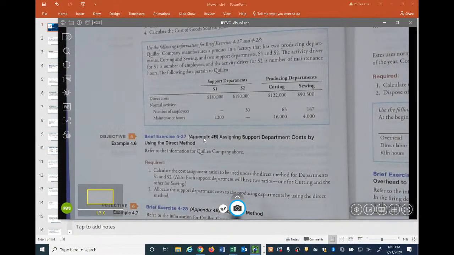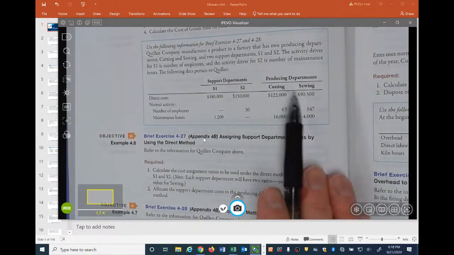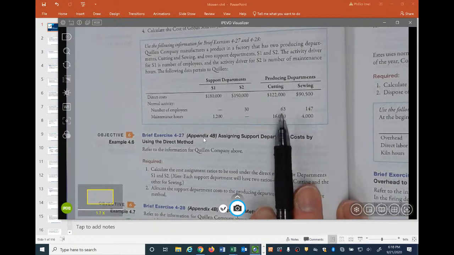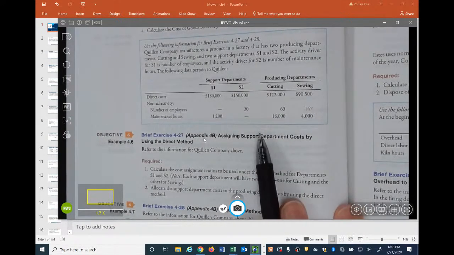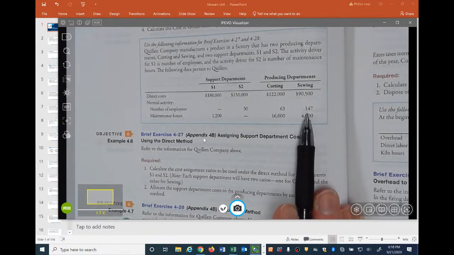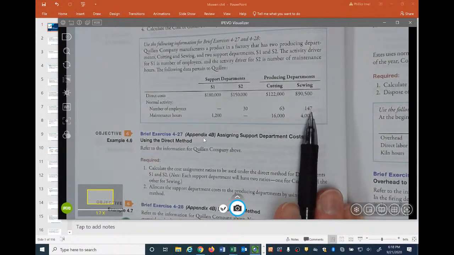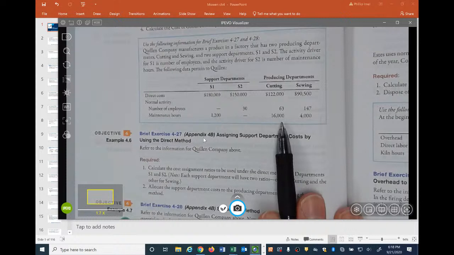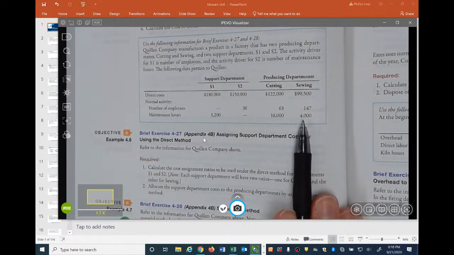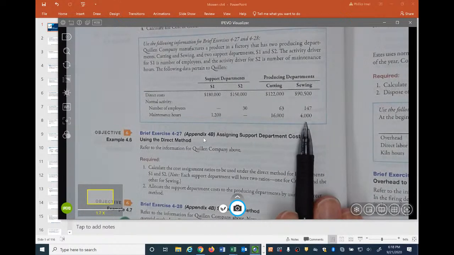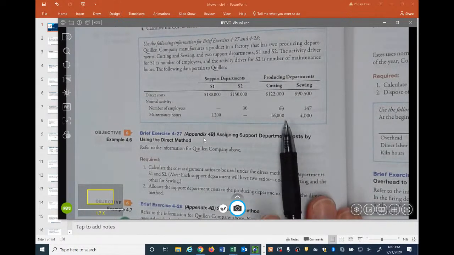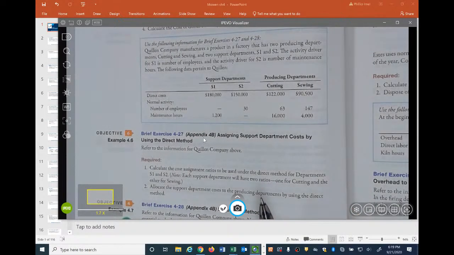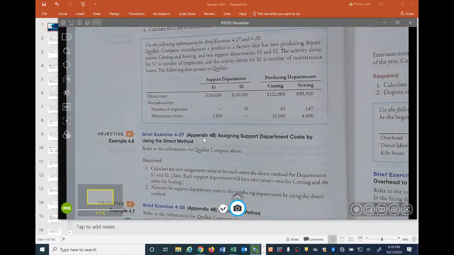Okay, so once again, for the ratios for S1, the cutting was the 63 divided by 63 plus 147, which gives us 0.3. For sewing, it was the 147 divided by 63 plus 147. Next, for S2, the cutting would be the 16,000 divided by 16,000 plus 4,000, which gives us 0.8. And then we have the 4,000 divided by the 16,000 plus 4,000, which gives us 0.2. Everyone good on that? Makes sense to everybody? Okay, for part 2, it says allocate the support department costs to the producing departments by using the direct method.